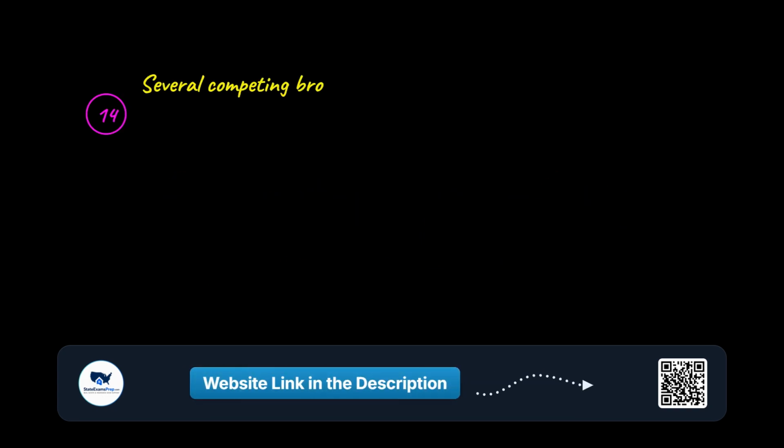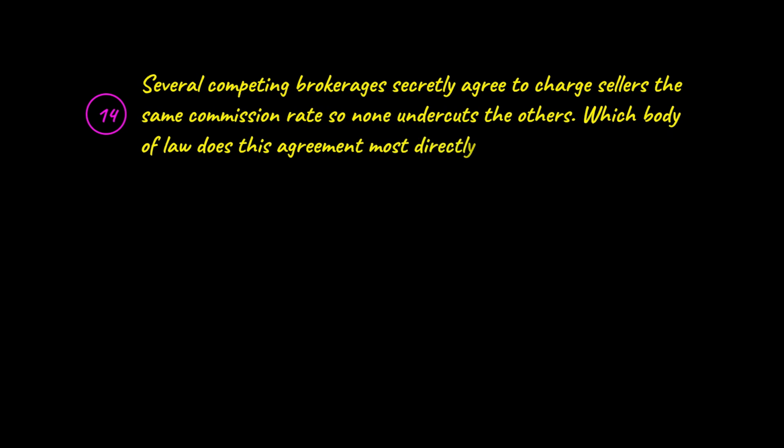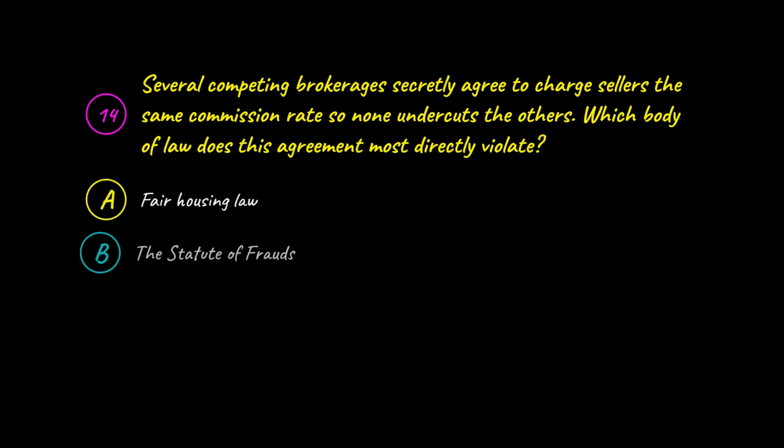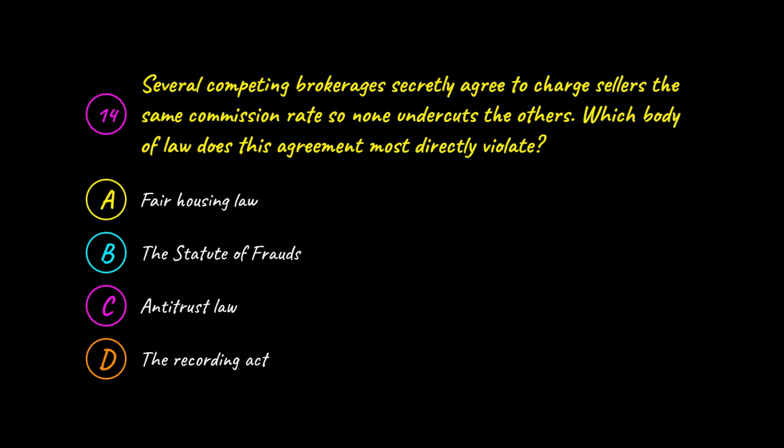Question 14. Several competing brokerages secretly agree to charge sellers the same commission rate, so none undercuts the others. Which body of law does this agreement most directly violate? Your options are A. Fair housing law, B. The statute of frauds, C. Antitrust law, D. The Recording Act. Which would you go with? Lock it in before the reveal.